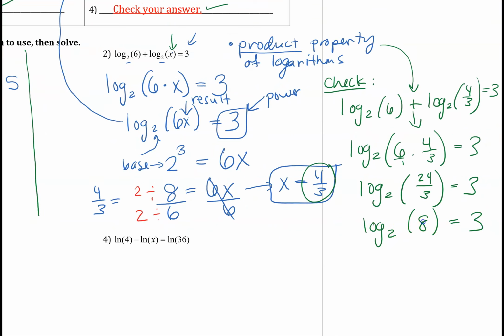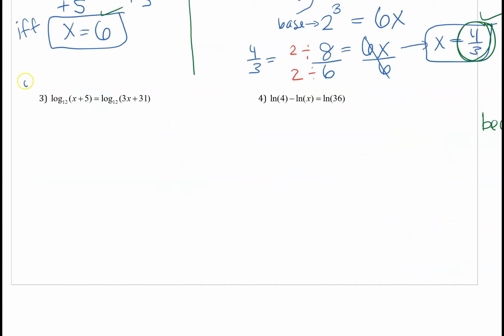And the log base 2 of 8 does in fact equal 3, because if I rewrite it in exponential form, that would be my base of 2 to the power of 3 equals 8. So that means that my answer of 4/3 is correct. Why don't you guys try number 3?